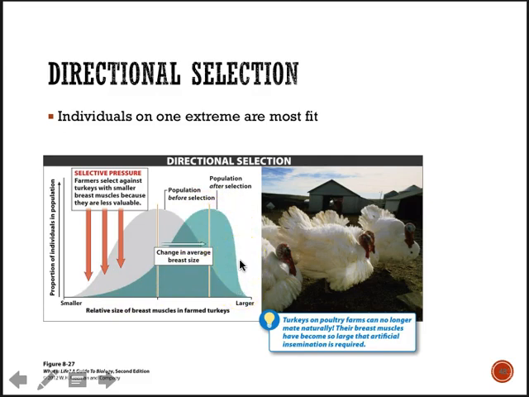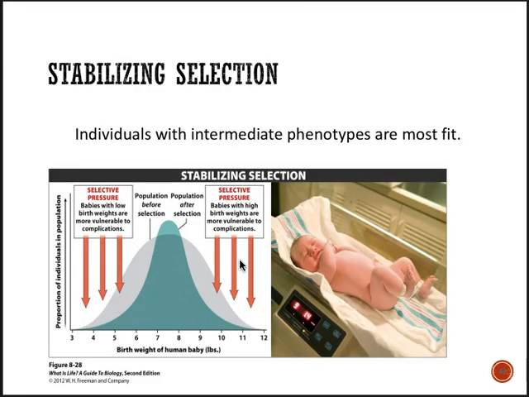That's directional selection. Very interestingly, because these breast muscles are so large, turkeys cannot mate with each other anymore. They require a human to transfer sperm over to the female so that the eggs can be fertilized. So kind of cray-cray. The next one is stabilizing selection. And we see stabilizing selection in humans.